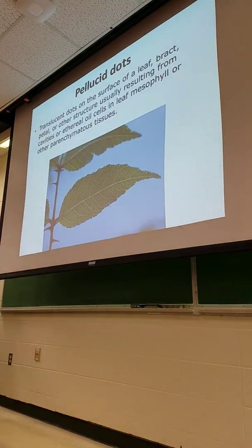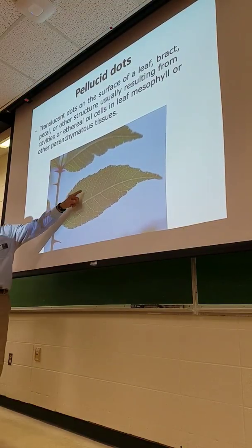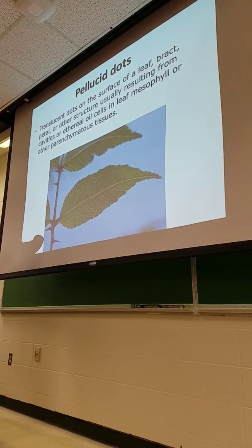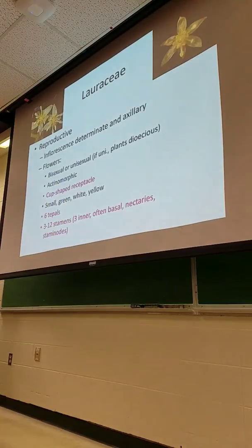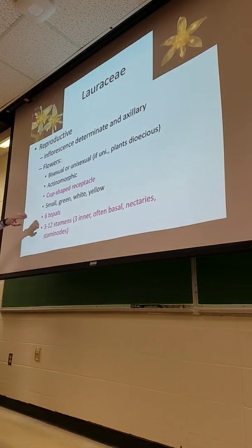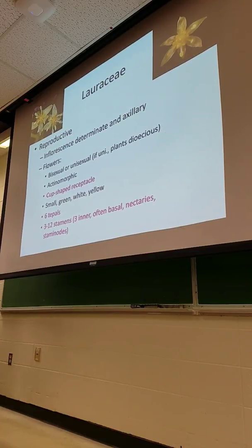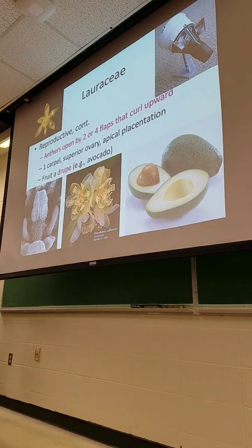A pellucid dot is a little hole in the leaf. It's not a true hole, it's just like a thin area. You can almost see through it. They'll mention this in lab. But the coolest thing about the Lauraceae, we have tepals. Parts are actually in 3, but I want to show you one characteristic, and then we'll call it quits, that you can always use to recognize this family.